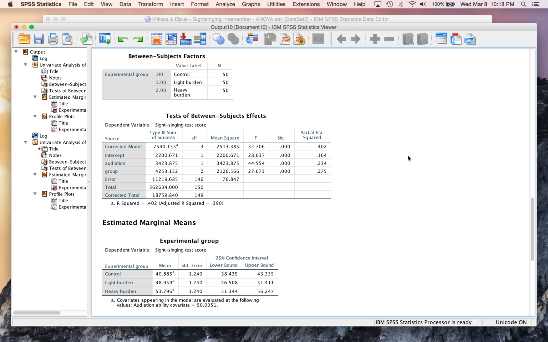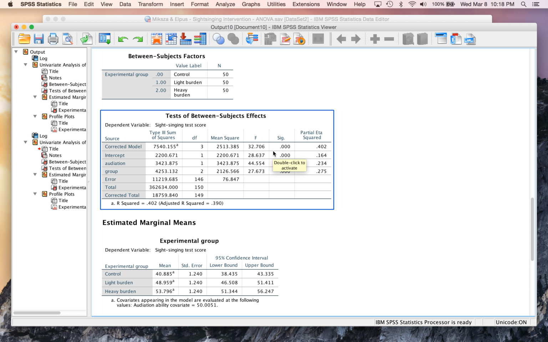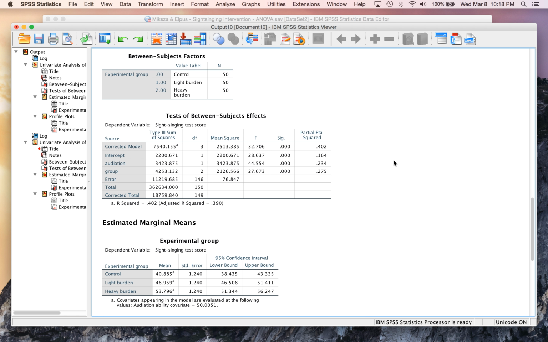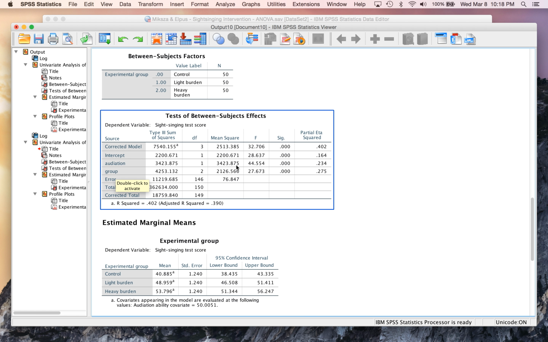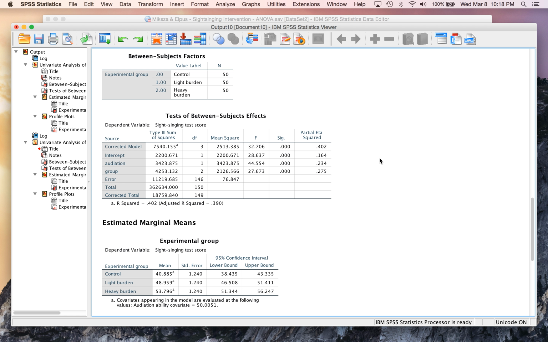I took the liberty before recording this video of running a simple general linear model with group as a factor and without the audiation covariate included in the model. So let's take note of three different things here that are different when we have the covariate or not. First of all, how much of the variation is explained by the experimental treatment. When we do have the covariate in the model, 27.5% of variation is explained by the treatment grouping.